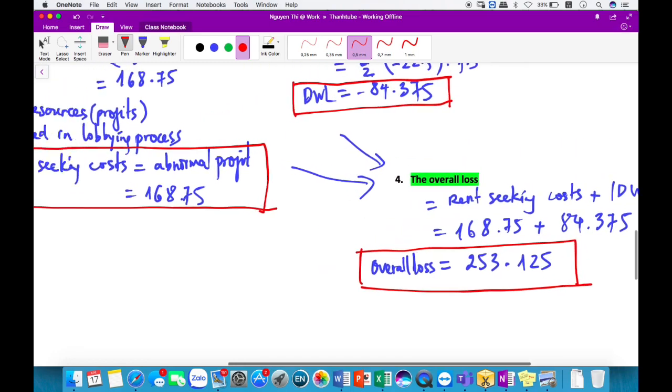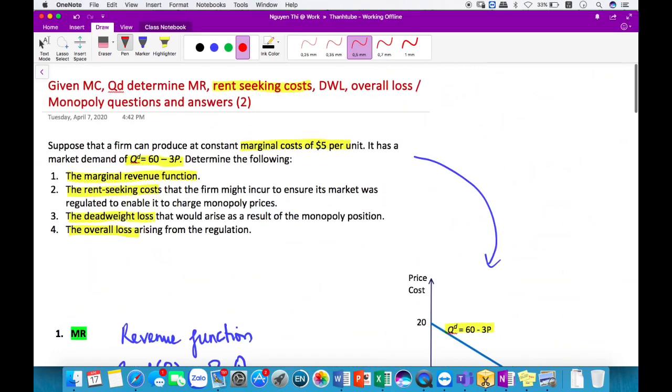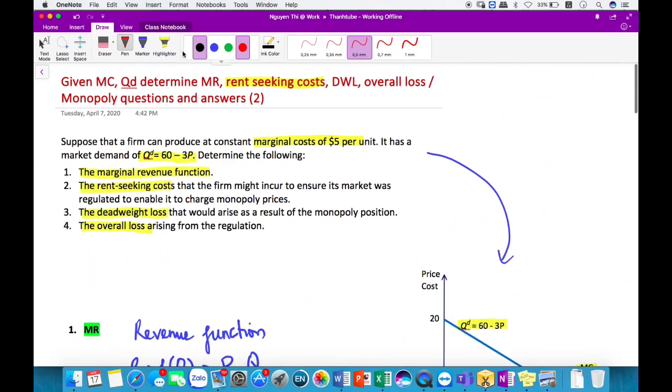So we have finished the calculation for the problem related to rent-seeking cost. I hope that from my explanation you can distinguish between the rent-seeking cost, the deadweight loss, and the overall loss. Good luck.